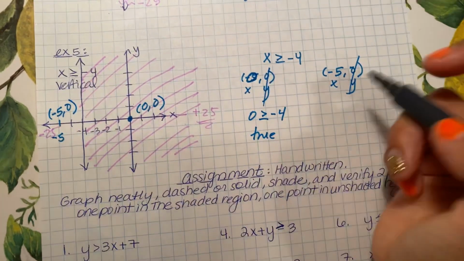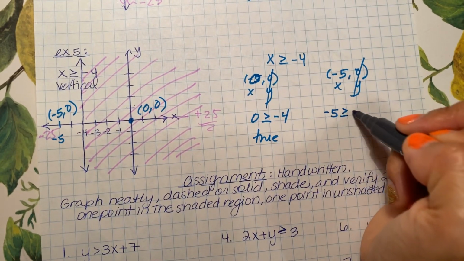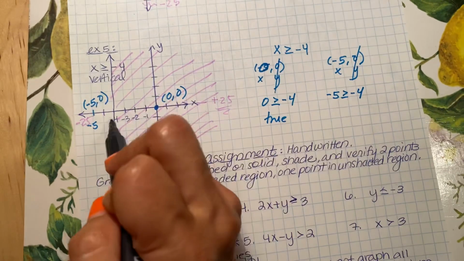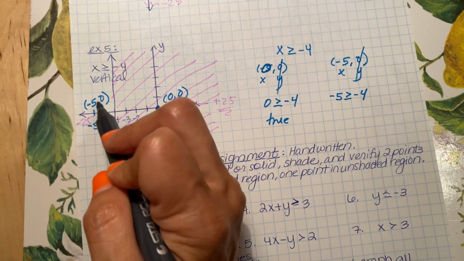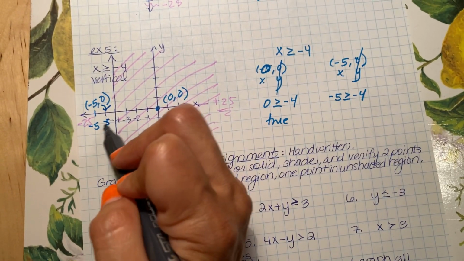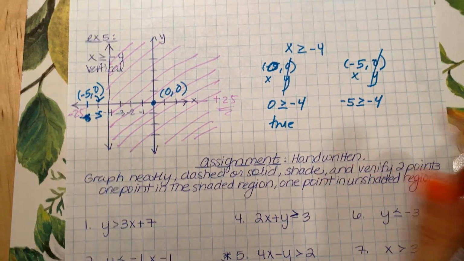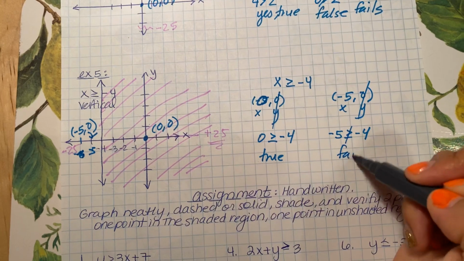Okay, -5, 0. Throw in -5. Is -5 greater than -4? No, -5, oh my goodness. It's -6. Let's put it right there. Is -5 greater than -4? No, that's false, and so it fails.